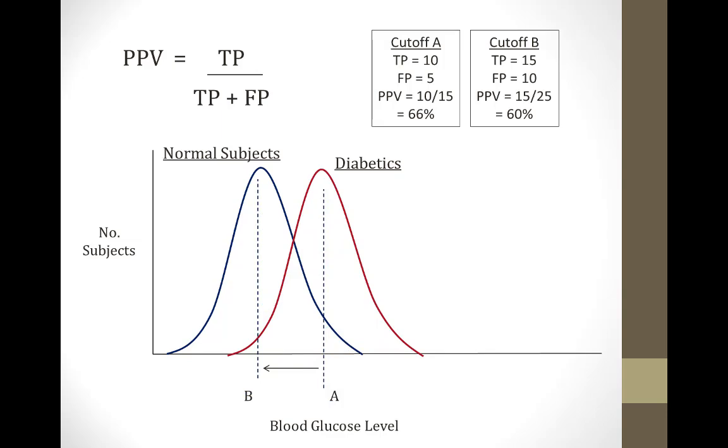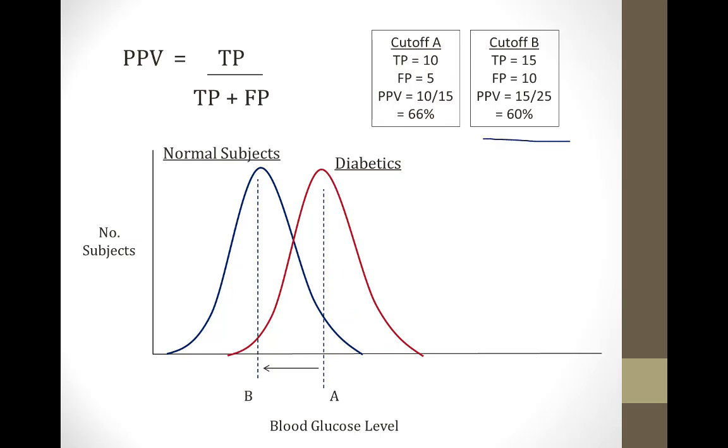If this doesn't totally make sense to you, I've done a little hypothetical math up here. So let's suppose we have cutoff point A. We have 10 true positives, and those are all these diabetics under the red curve right here, and 5 false positives, which are these small number of normal patients who are above the cutoff point. That gives us a positive predictive value of 10 over 15 or 66%.